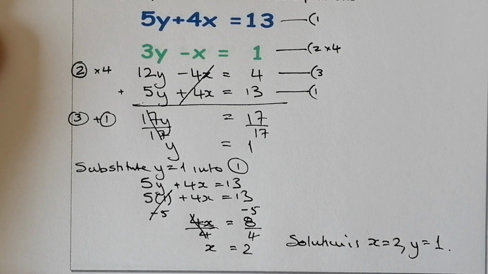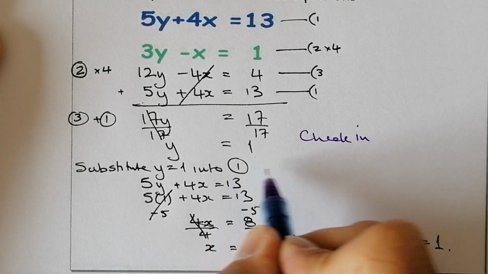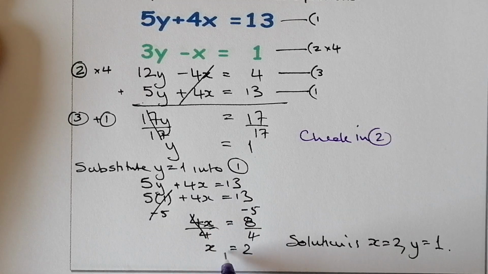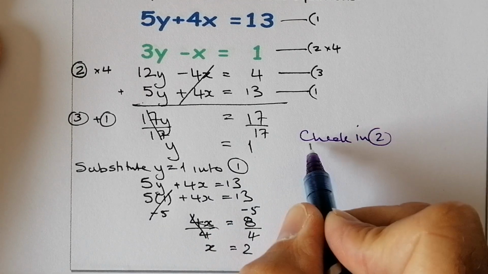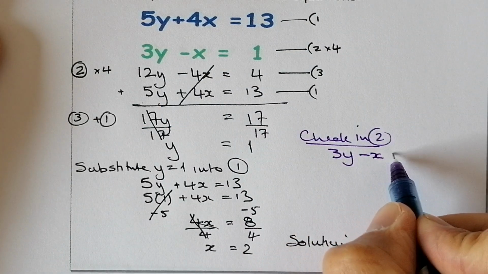If I'm not sure about that, what I can do is just check it. And I'm going to check it in equation number 2. I used equation number 1 to work out this variable, so I'm going to use 2 to do a check. So equation 2 starts off as 3y minus x equals 1.